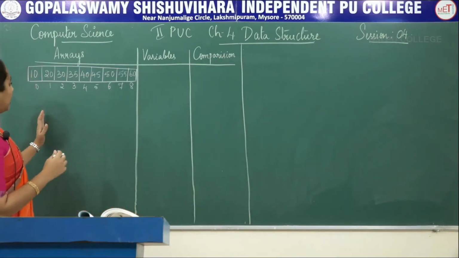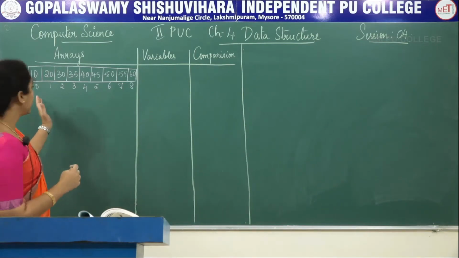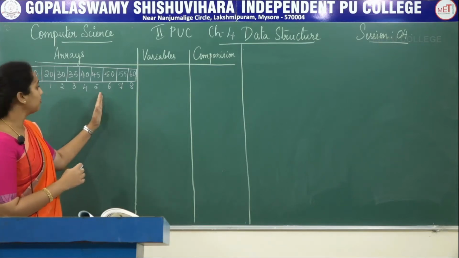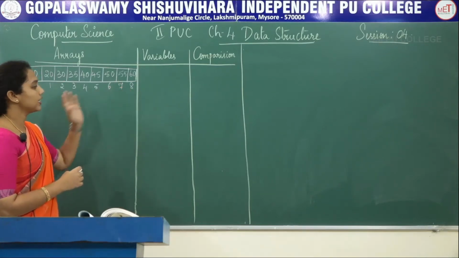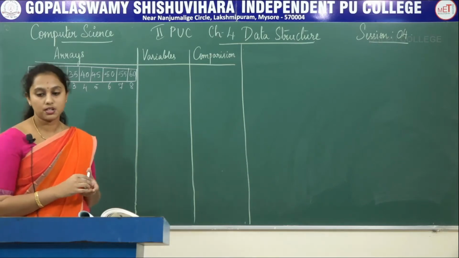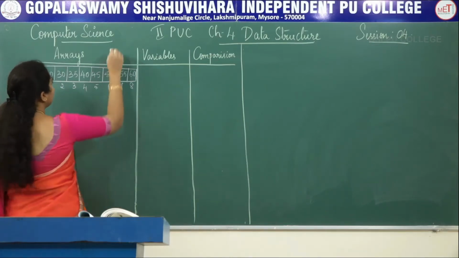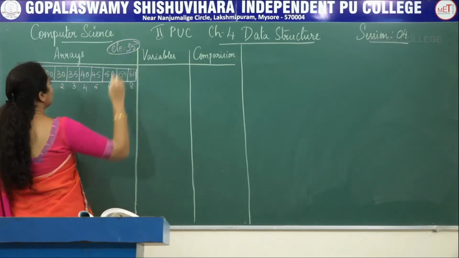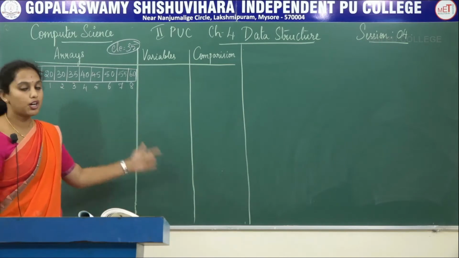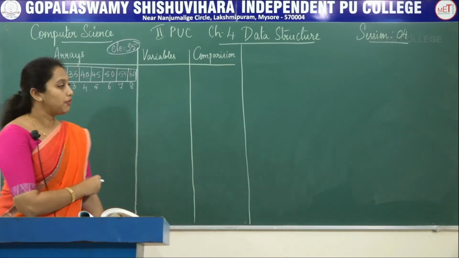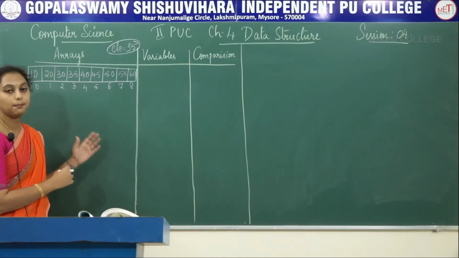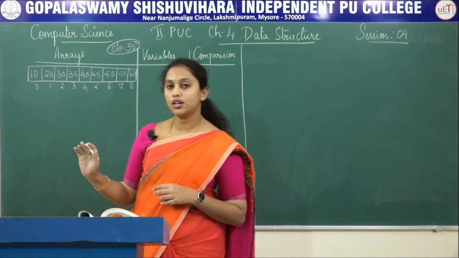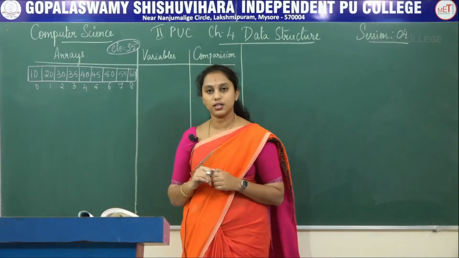So this is our array. The array contains 10, 20, 30, 35, 40, 45, 50, 55 and 60 as its elements. Here our search element is 35. While tracing using binary search, first we have to check whether the elements are in sorted order or not.